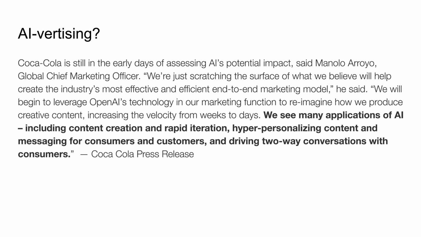So let's unpack that a bit. So for one, they're pretty upfront that they are looking at producing creative content using generative AI. They see it as becoming a faster way of generating ideas or even end products, right? They write increasing the velocity from weeks to days. And they see content creation, rapid iteration, and this one, hyper-personalizing content. So what could that mean?